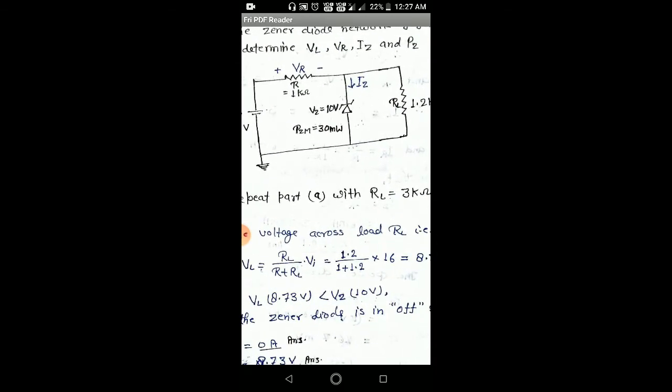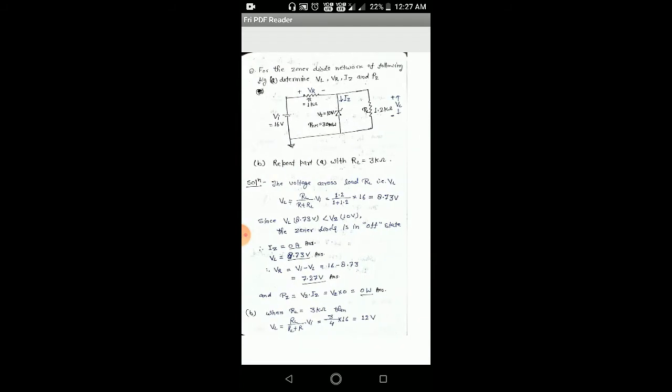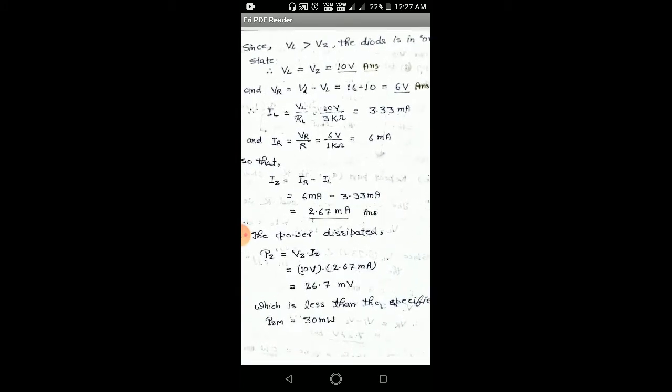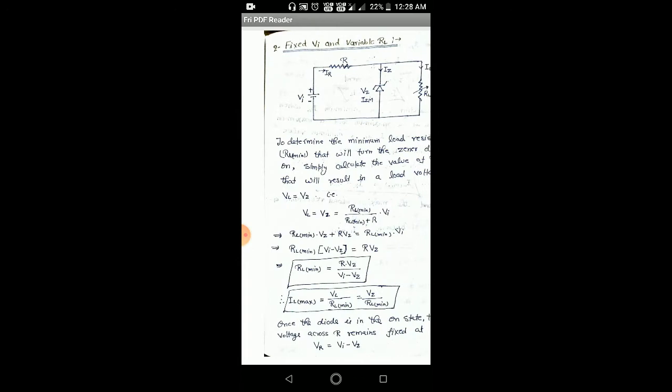Here we can see the PZM is equal to 30 milliwatt, and we have calculated the PZ that will be 26.7 milliwatt. So this is less than the 30 milliwatt. Now second case.